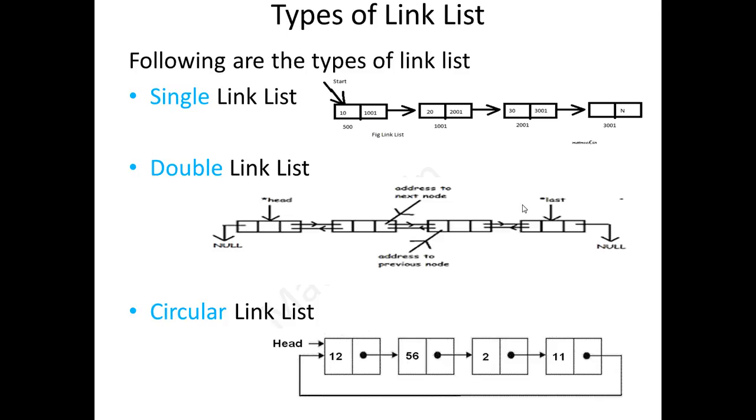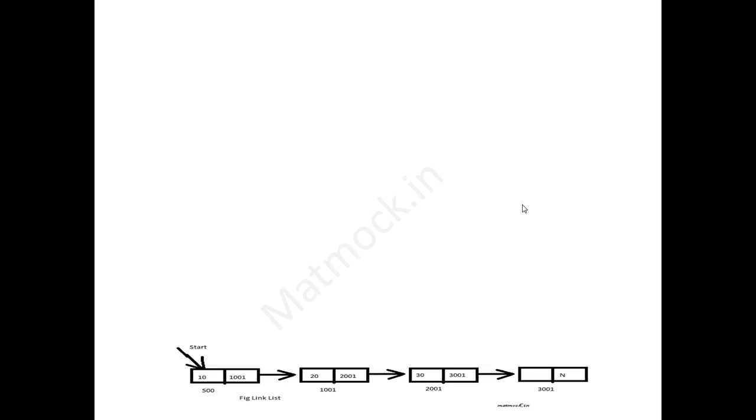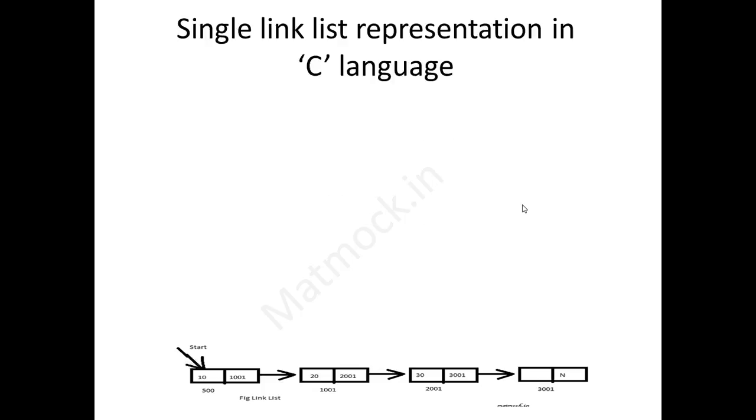Different types of linked list: single linked list, double linked list and circular linked list. These we have already discussed in the last video. Today's video is to see a single linked list representation in C language.